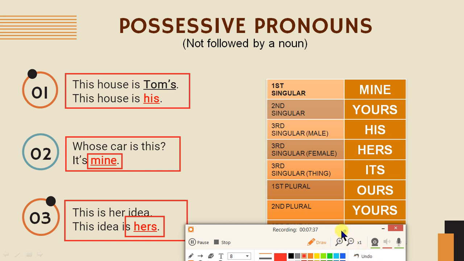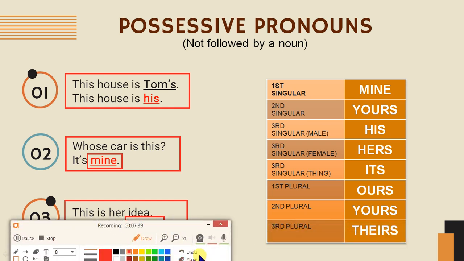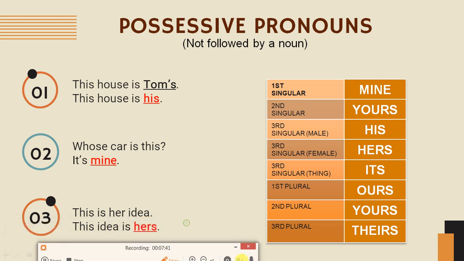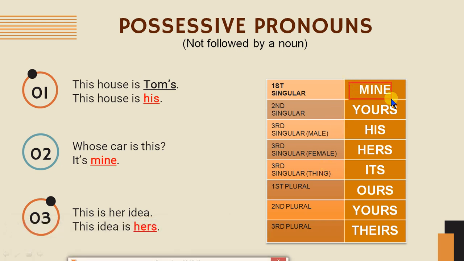For a first singular person will be there, we are using mine. Second singular we are using yours. And the third singular male person will be there, we are using his. Third singular females we are using hers. Third singular thing, that is non-living things, we are using its. First plural we are using ours. Second plural will be there, we are using yours. And third plural we are using theirs.